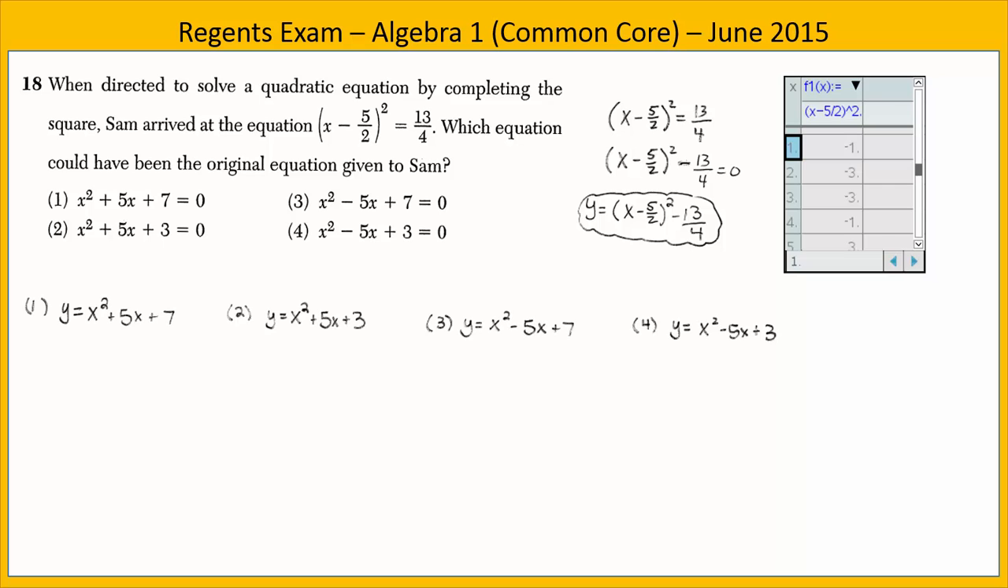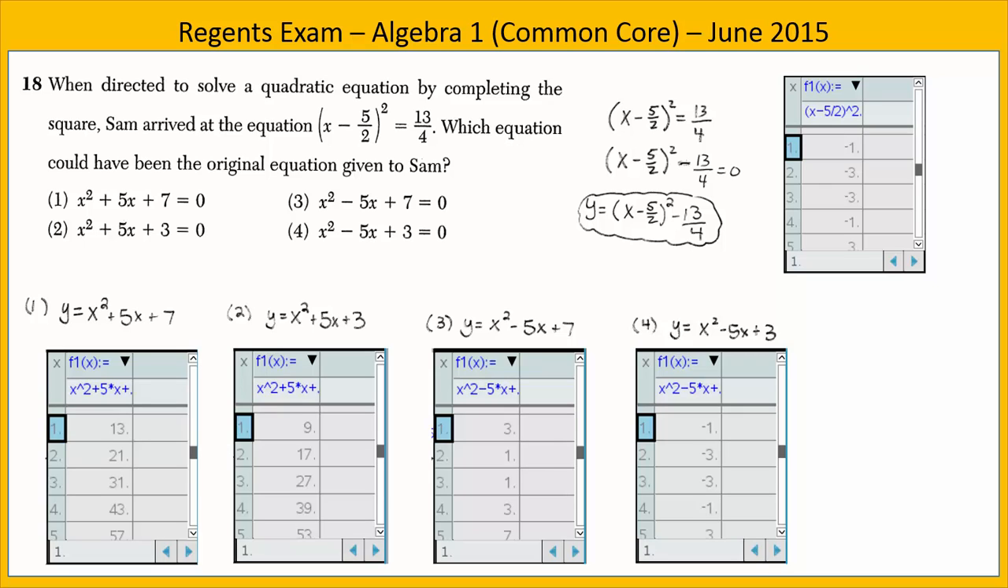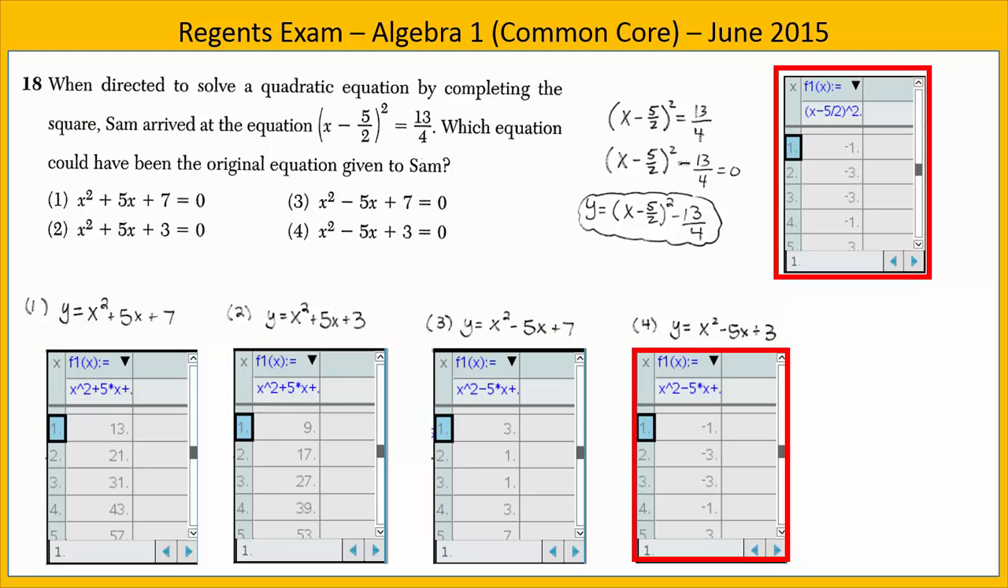Look at each of the choices. They're all equal to 0, so we'll set them y equals, and we'll generate the table. Examine the tables carefully. Which one matches the original? The table for choice 4. And so choice 4 must be the equivalent equation, and therefore it's the original equation that Sam started with.